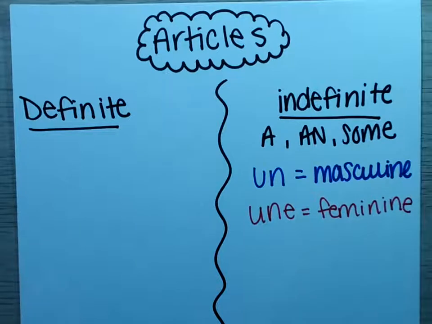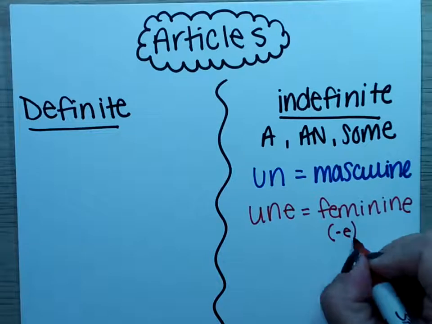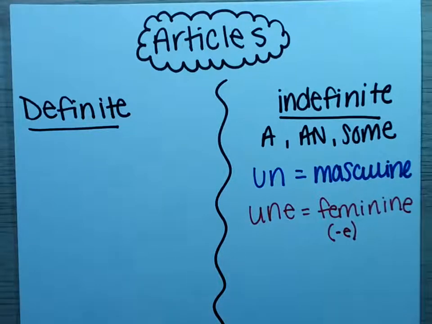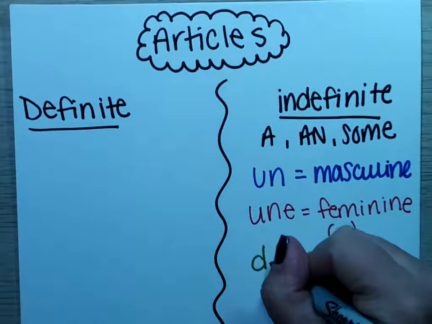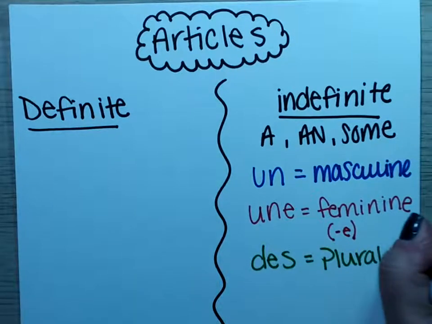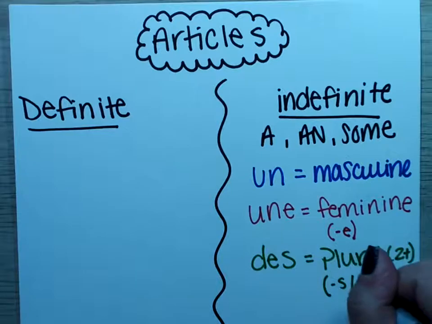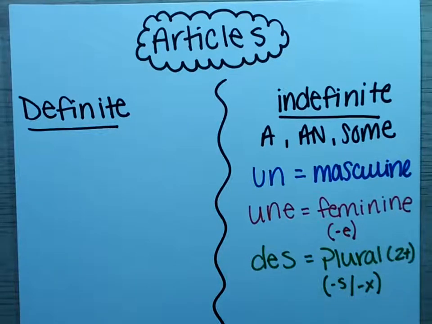And we can usually pick out which ones are feminine by applying that rule that it'll probably end in an E. About 8 out of 10 times it will end in an E. Our last main one is des. Des is the plural, meaning two or more. And plural things are usually going to end in S or X. So that can kind of help us out there. Let's do one or two real quick examples.